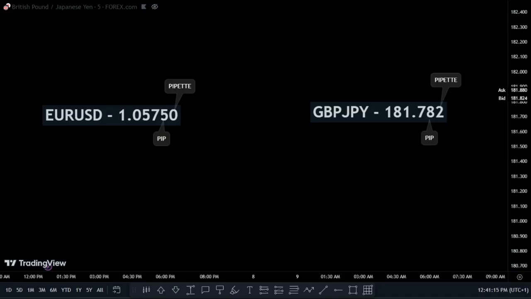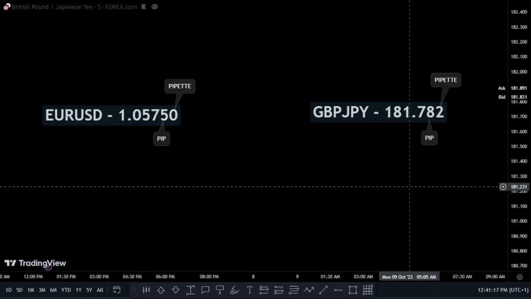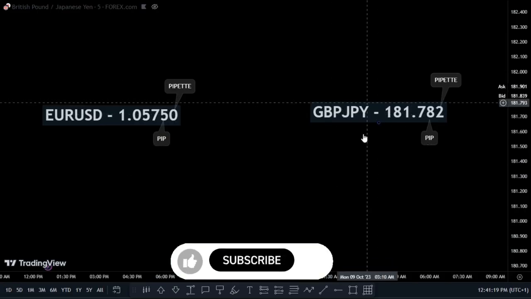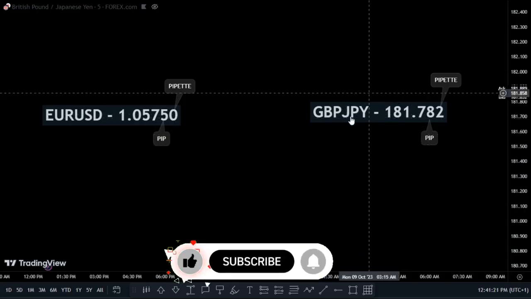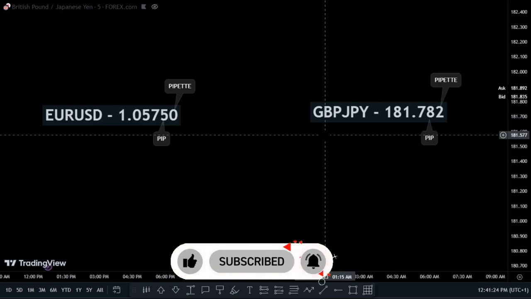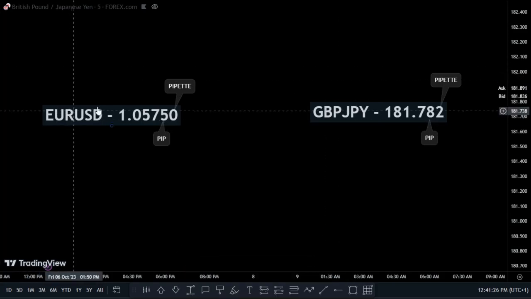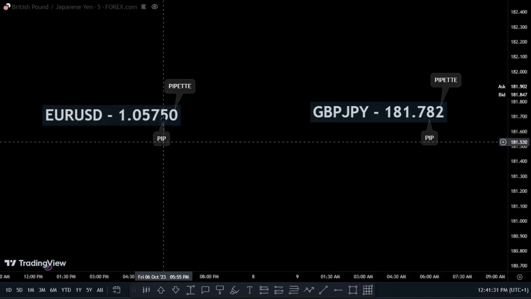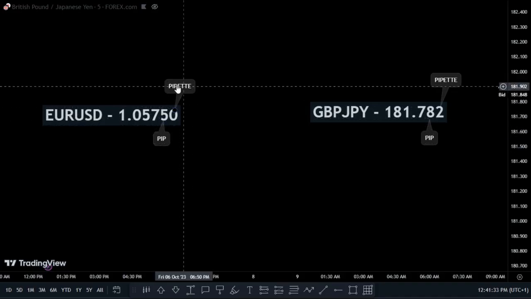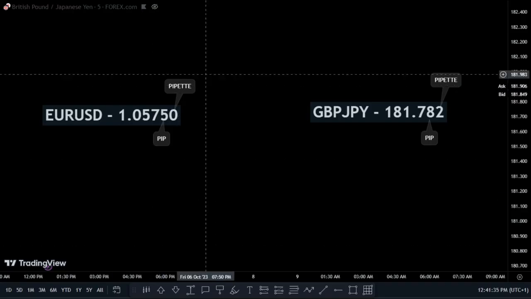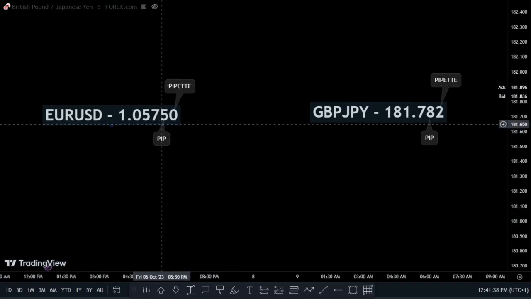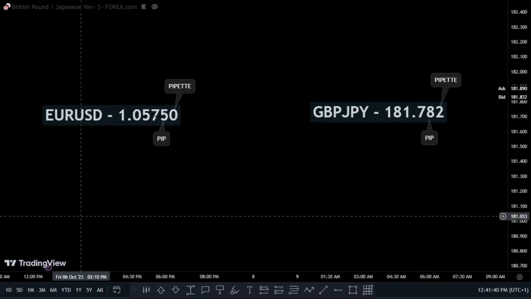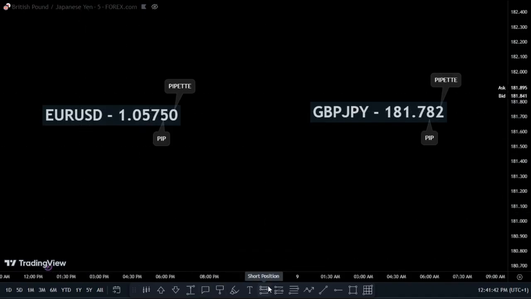Okay, so now looking at this, we have Euro USD on the left and GBP JPY on the right. Now the rules for GBP JPY actually apply to every pair that has JPY on it. So now for this, as you can see, we have 1, 2, 3, 4, 5. The number 4 in here is a PIP. Number 5 is called a pipette. So this basically is a PIP and this is a pipette.